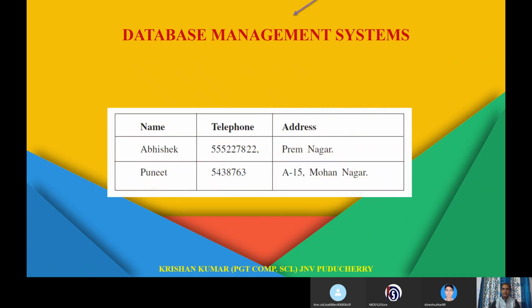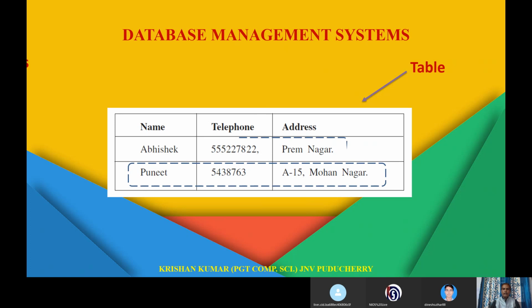Now let us take the same example. It is also a table, and you can see these are from right to left or left to right. You can see meaningful information is available. The person name is Abhishek and its telephone number is this, address is Prem Nagar. These are called rows or tuples. The another name is tuples. So I hope it is clear to everybody, right? They are horizontal subset and vertical subset, row and column, or attribute and tuples.